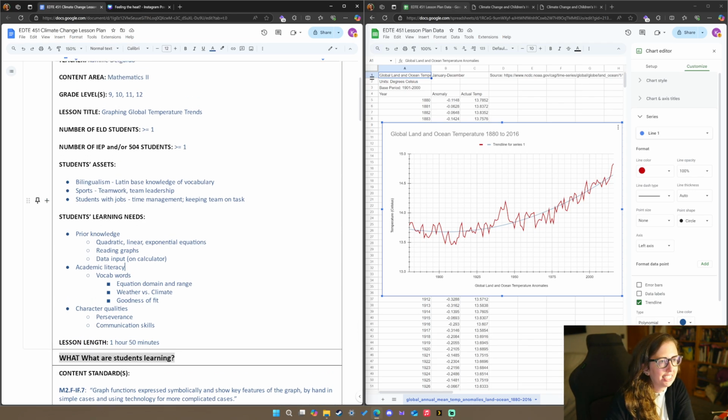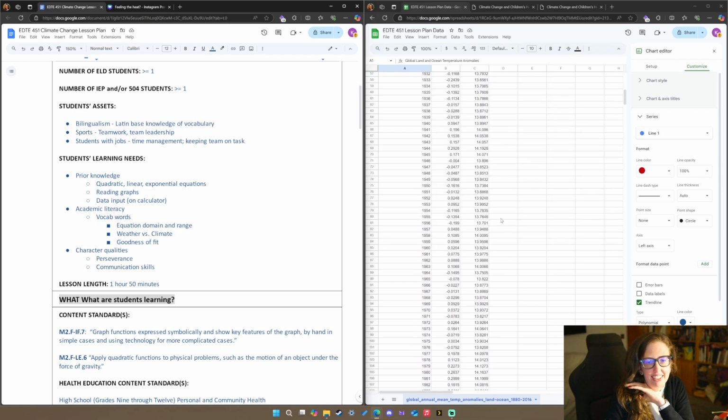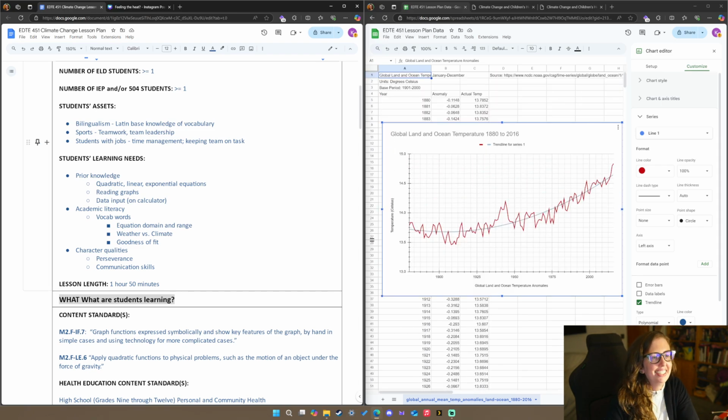It is a lesson designed for high school students in Math 2, with some prior knowledge of quadratic, linear, and exponential equations and the difference between them. They will obviously have experience reading graphs, and then they'll have experience inputting data on a calculator. We will be using data on Google Sheets that I've preloaded, so they can work with real data and lots of it. We will be discussing weather versus climate, as well as things like domain and range and the goodness of fit of a line.